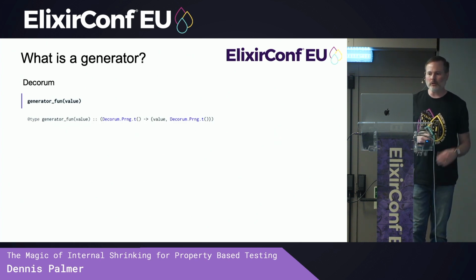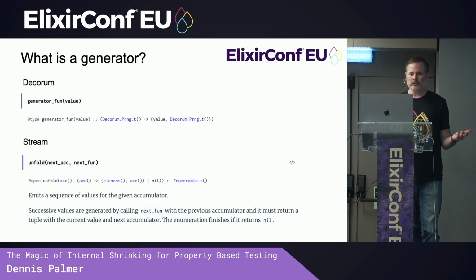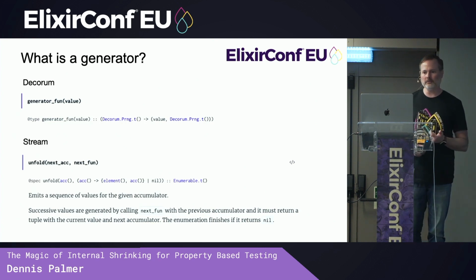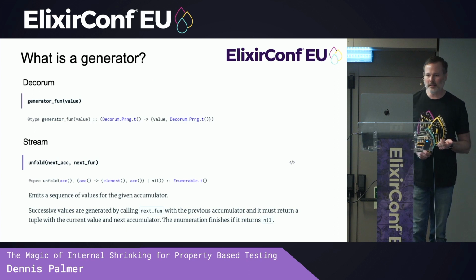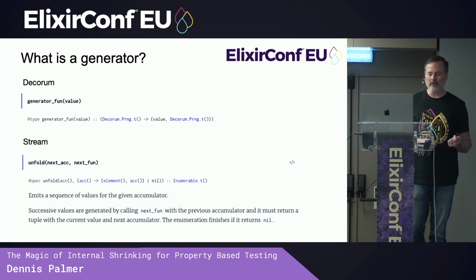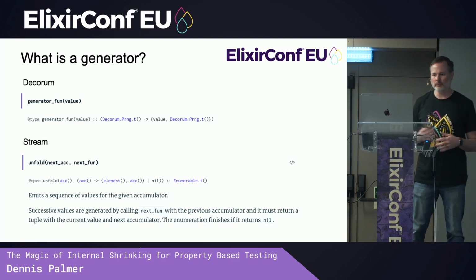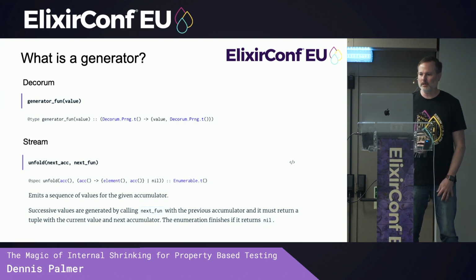I wanted to replicate the way stream data uses generators to produce streams of random data. The first way I tried that was with the Elixir stream module. It has this function called unfold, which takes an accumulator and the next function. The signature of that next function exactly matches our generator function. It takes an accumulator and gives you back the next element along with the updated accumulator. This worked great and helped me get started. I was able to test a few of my early generators.